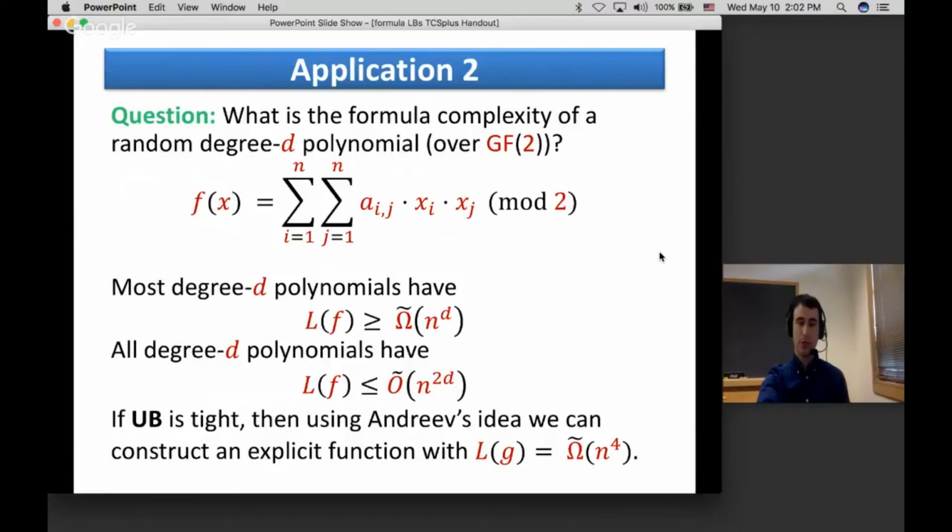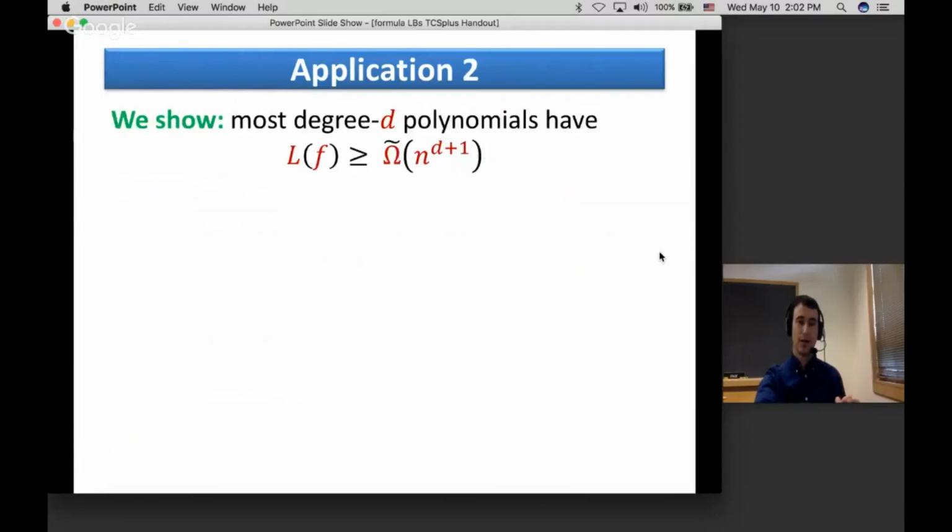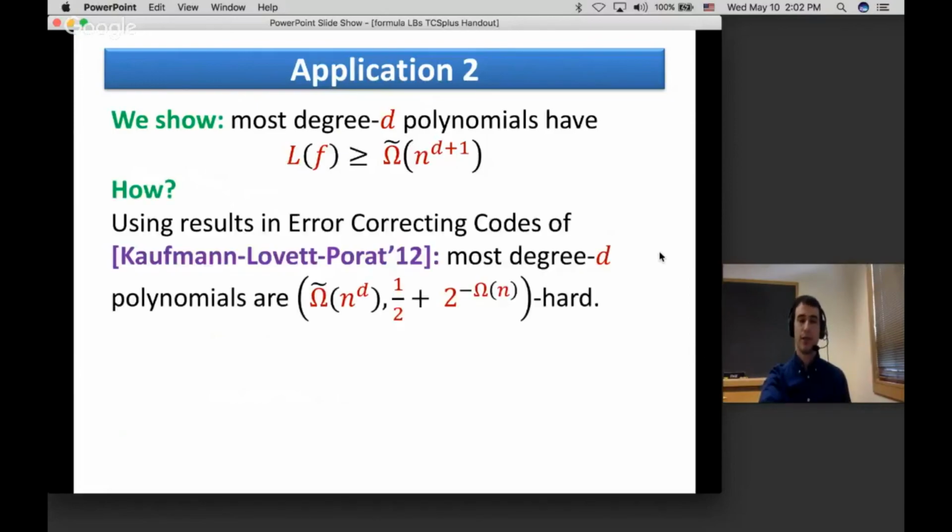What I can show you is a non-trivial lower bound. Using our reduction, we can show that most degree d polynomials require size n to the d plus 1. And this really gives us a factor of n improvement over what we could do without our reduction. And how do we do it? We are using, again, results from error-correcting codes, namely the result of Tali Kaufman, Shachar Lovett, and Ely Porat. Using this result, we show that most degree d polynomials are not only worst case hard with size n to the d, but they are average case hard with parameter n to the d, with agreement exponentially close to half.